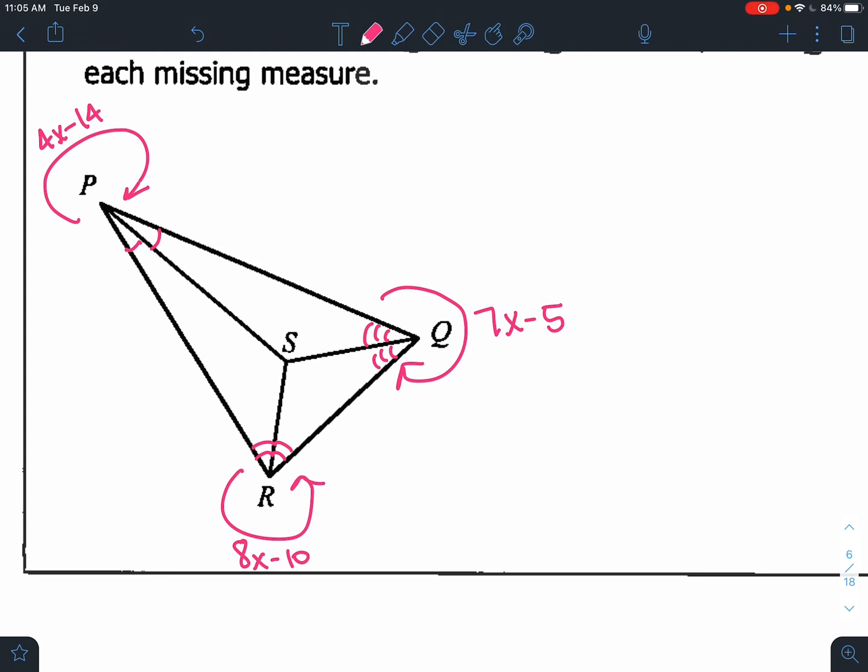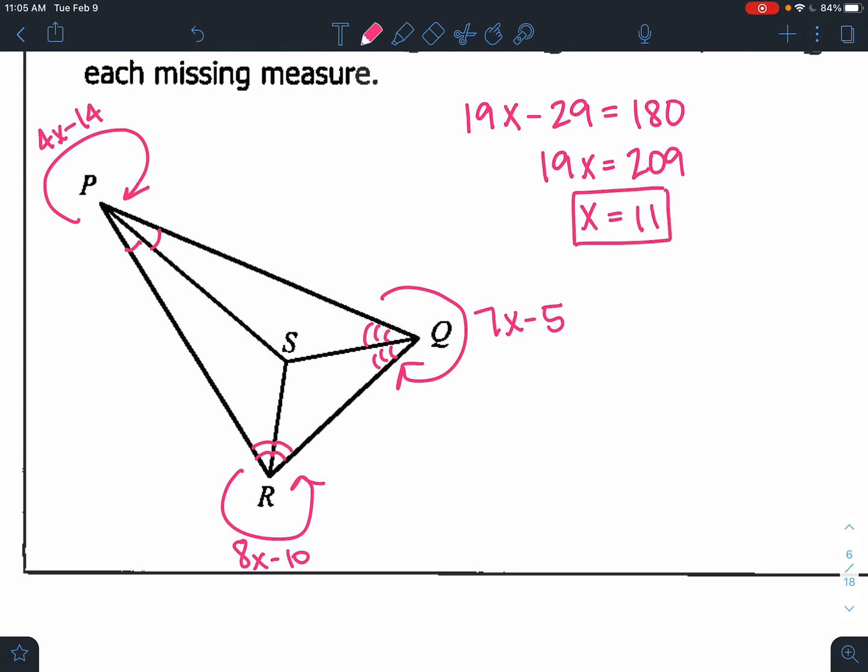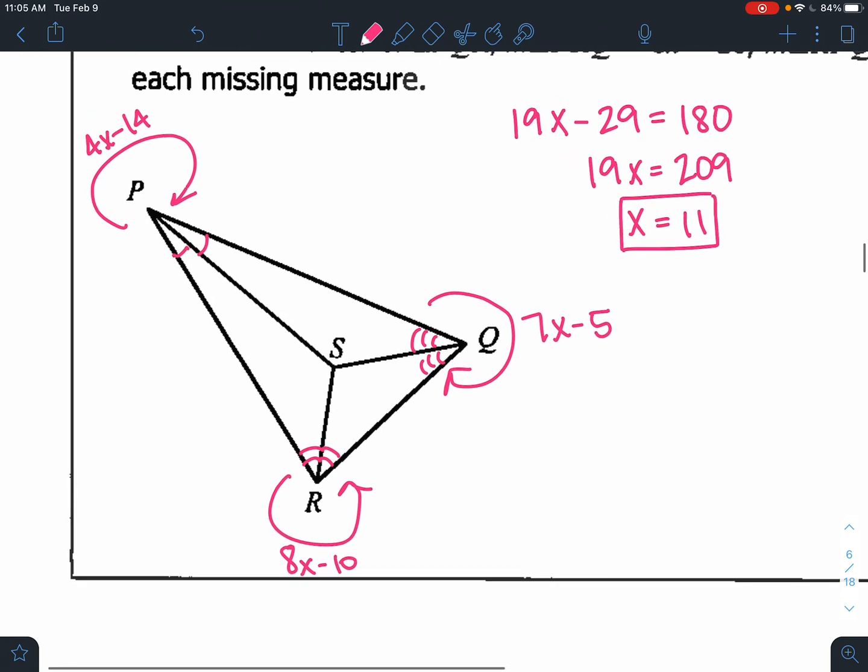So if I add all three of these together, 8 and 7 gives me 15, 15 and 4 gives me 19x. Negative 10 minus 14 is a negative 29. All of this needs to equal 180. So 19x is going to be equal to 209. And x is equal to 11. Now, we need to go ahead and plug that in. So if I plug it into each vertex, 44 minus 14 is 30.